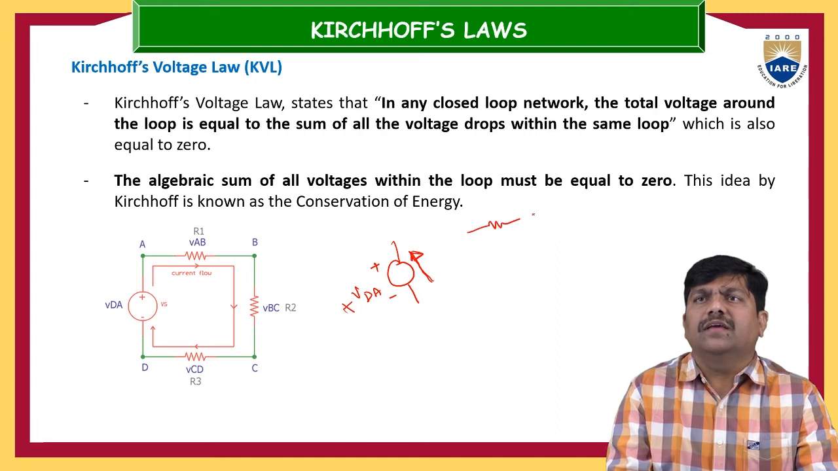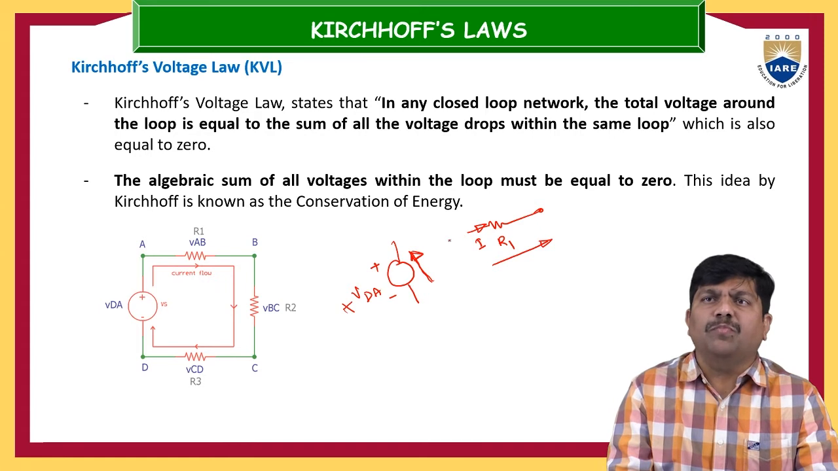Then across resistor R1, the current direction was assumed like this. And what about our movement? We are traveling in the same direction. So first we touch point A, then we touch point B.